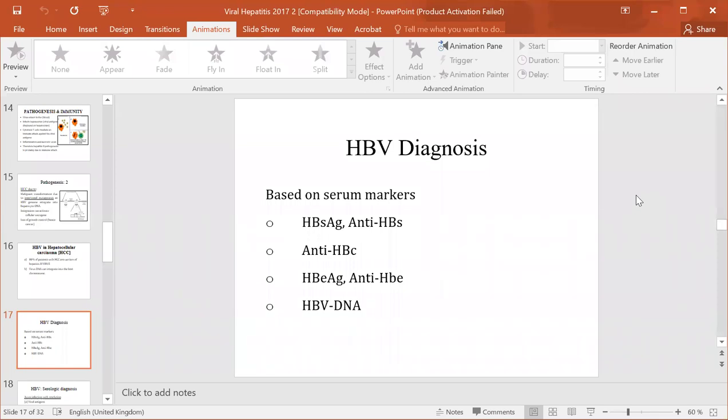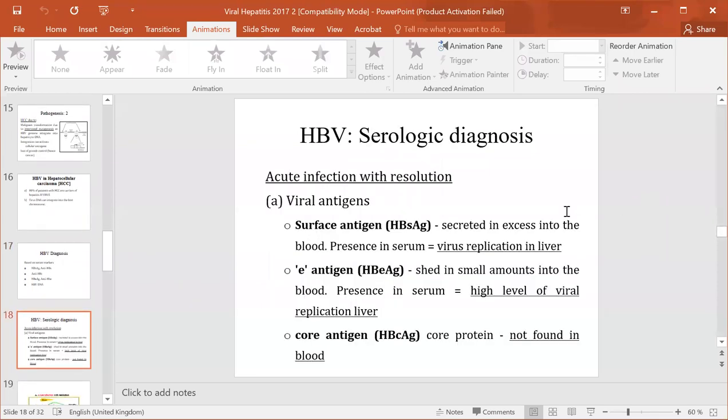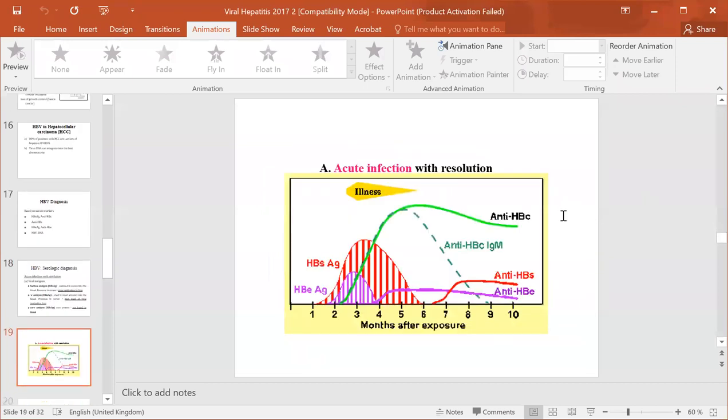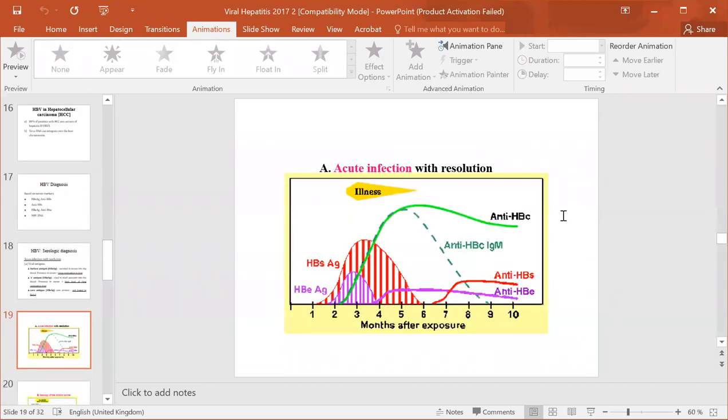Now, I want us to take a look at this slide, and we want to go step by step. This is the second last slide, and then we're done. I know time is getting short for our colleagues. What this slide is telling us is about acute hepatitis with resolution. Someone who gets hepatitis B develops acute disease, but then the disease will resolve after some months.